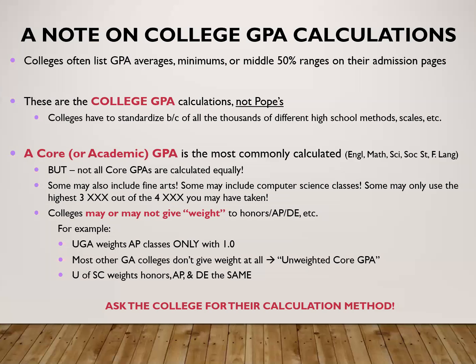So they're usually going to calculate a core or an academic GPA. That's the most common. And when we think core academic GPAs here at Pope, we're usually thinking English, math, science, social studies, foreign language, right? But some colleges want to throw in a fine art there. Some colleges want to throw in a computer science class. Not every college just uses those categories. Some may say, well, we require 3 social studies, and you've taken 4 possibly. If you've taken 4, they may take the top 3 grades, so they may not use all of the grades there.